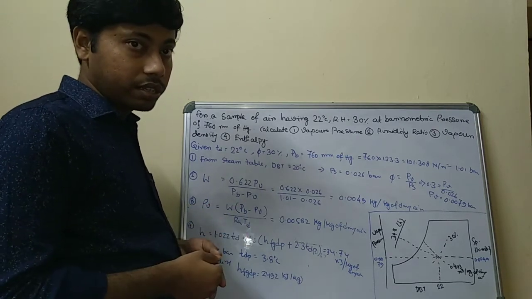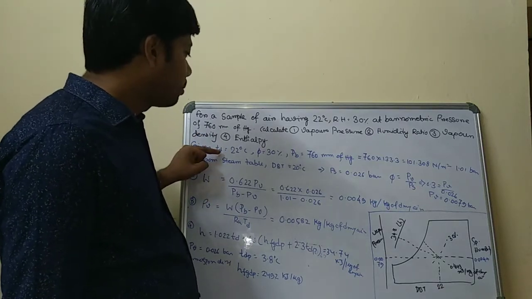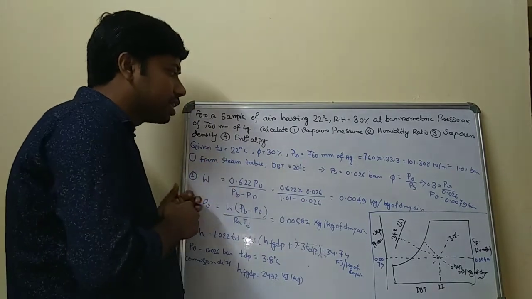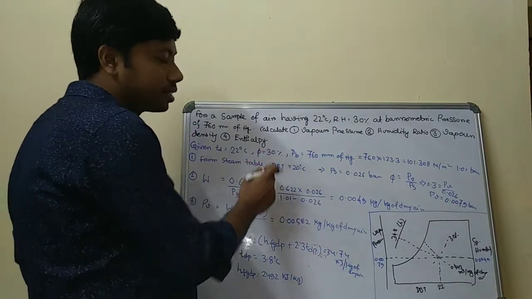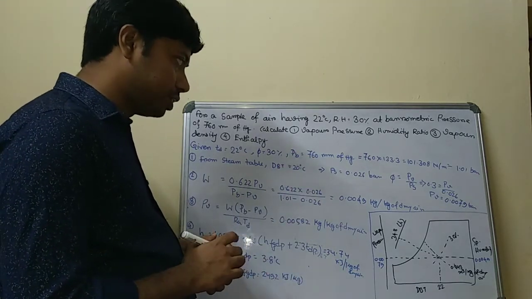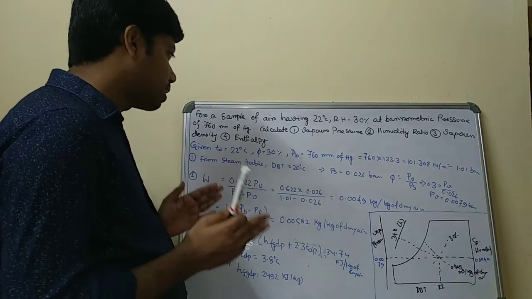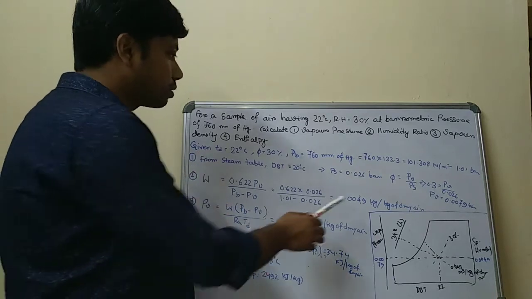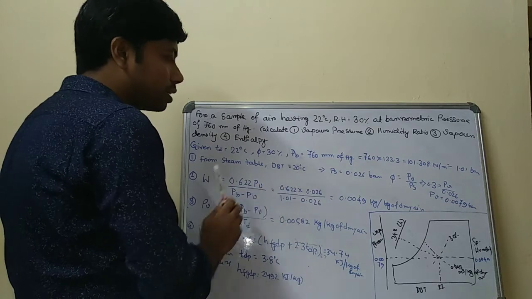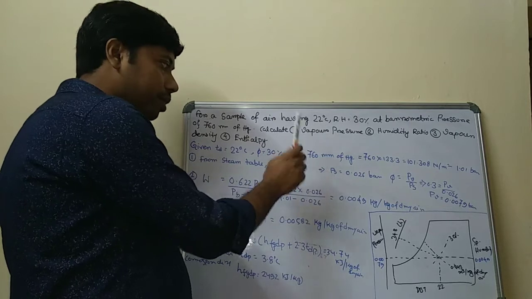You can see here, in this problem the dry bulb temperature given is 22 degrees Celsius, that is TD, the relative humidity is 30%, and the barometric pressure is 760 mm of Hg. These three values are given in the numerical. First of all, we have to calculate from the steam table the vapor pressure corresponding to the dew point temperature of 20 degrees Celsius.